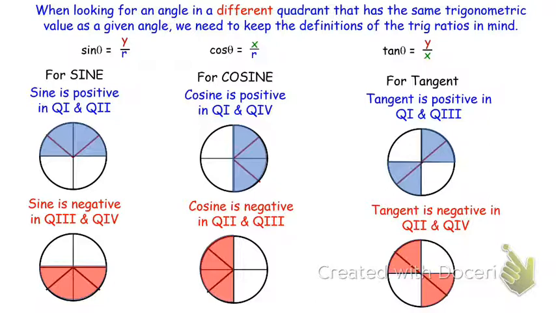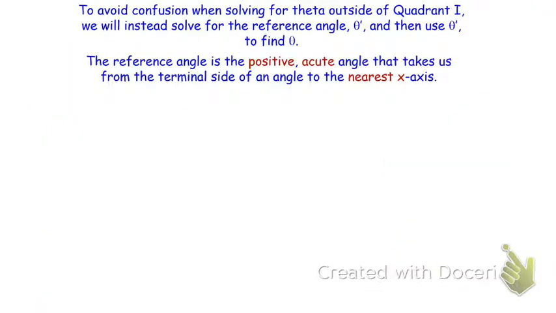Now to do any of these, sine, cosine, or tangent, you're going to need to find the reference angle. Knowing the reference angle in one quadrant will help you to find its matched angle because it'll have the same reference angle in another quadrant. So let's look at reference angles real quick.